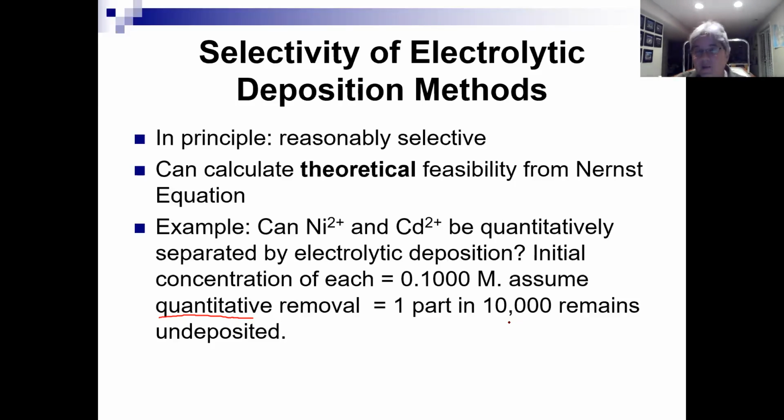It's not all of it, but it's close enough. So notice the initial concentration is 0.1. What do I need to get the final concentration for it to be considered quantitative? Well, if this is 0.1, then if my final concentration is 10 to the minus 5 molar, that's considered all of it.